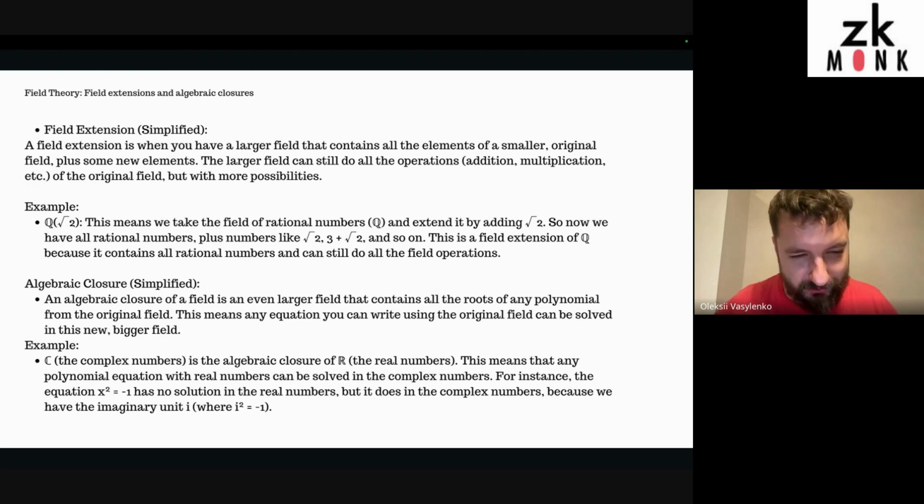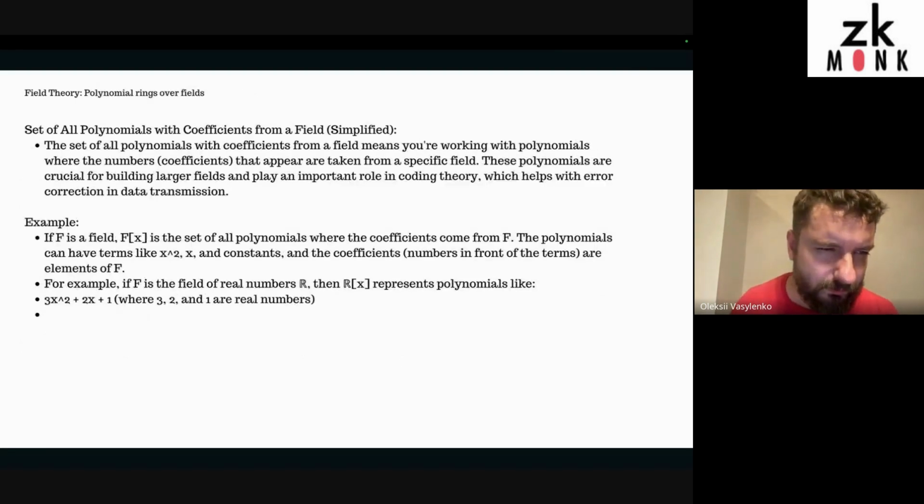The algebraic closure of a field is an even larger field that contains all the roots of polynomials from the original field. That means that any equation you can write using the original field can be solved in the new bigger field. So it means all polynomials inside the smaller field will still be applicable in the bigger field. But not the opposite: if you go from the bigger field to a smaller one, it doesn't mean that you will get all roots.